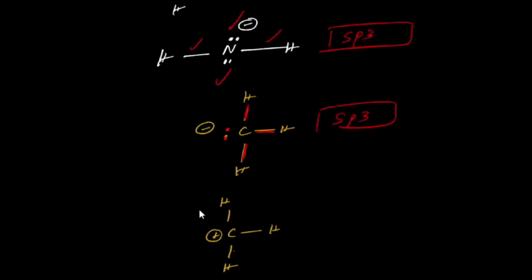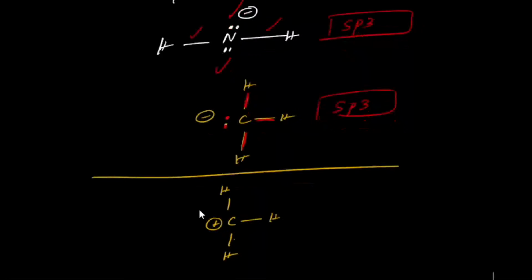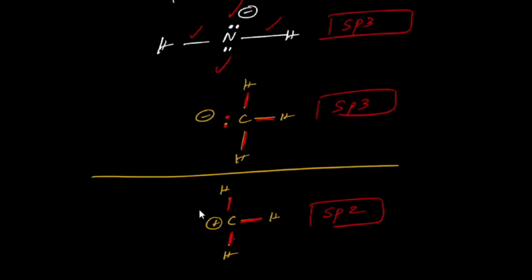Negative charge. Okay. What is the hybridization here? Let me count the total number of groups. One group, two groups, and three groups. There are only three groups attached. There are no lone pairs. That's why hybridization is sp2. So the hybridization of a carbocation is sp2.